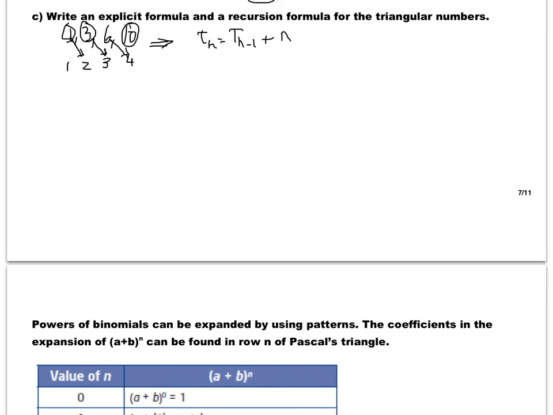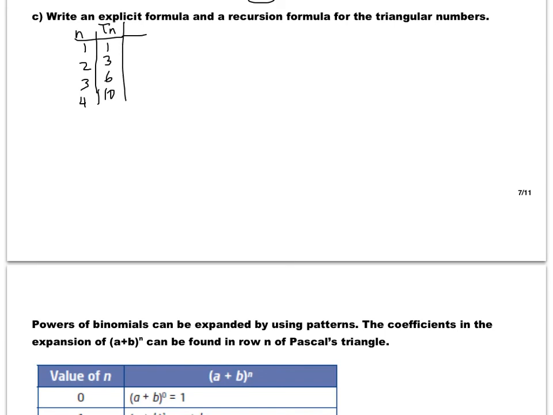Now let's go and find how we can write the explicit formula for this example. To find the explicit formula, I have written the terms in a table of values with the term number n, and I'm going to try to find the relationship between n and t of n. First, I'm going to find the first differences. Let's call it d1. 3 minus 1 is 2, 6 minus 3 is 3, and 10 minus 6 is 4. It is obvious that the relationship is not linear because the first differences are not equal.